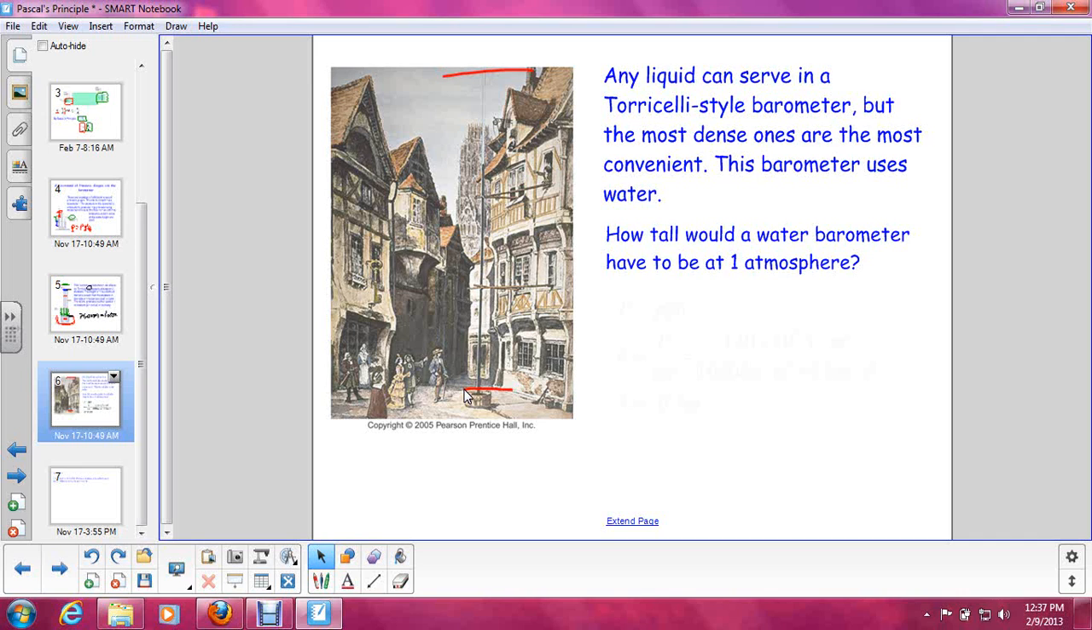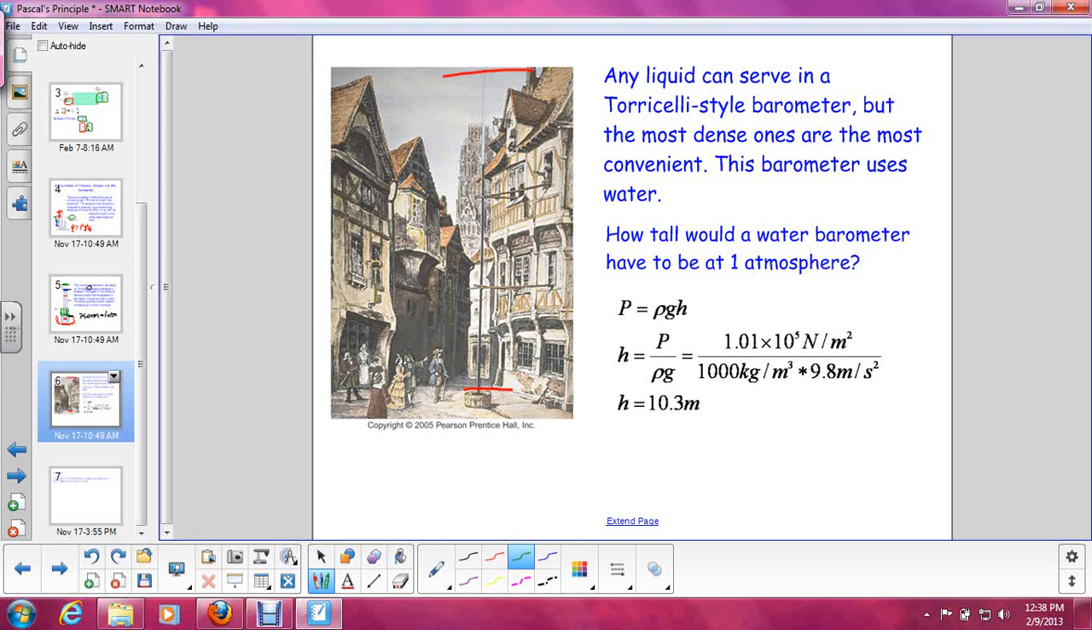So how tall would a water barometer have to be at 1 atmosphere? Well, we can figure that out using our pressure equation. Pressure is equal to the density times gravity times the height. We can rearrange to solve for height, so it would be pressure divided by density times 9.8. Remember, 1 atmosphere is 1.01 times 10 to the 5 pascals. The density of water is 1,000 kilograms per cubic meter, and we multiply that by 9.8. So in order to measure 1 atmosphere of pressure with a water barometer, the tube would have to be over 10 meters tall. That's over 30 feet tall.